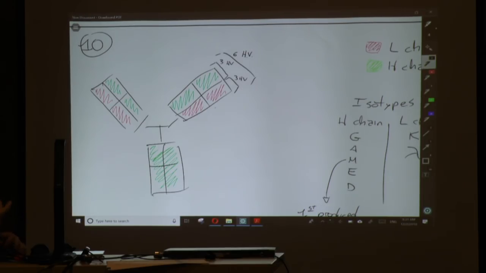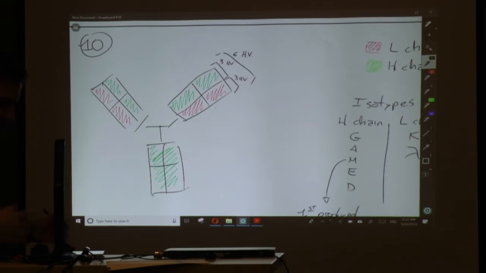So then let's go into the dimeric and pentameric. What about a secreted IgA? How many hypervariable regions will it have? Because IgA is a dimer, it's going to have 2 of these, right? So 12 times 2, 24, right? And what about IgM? Secreted IgM has 5 of these. 12 times 5, 60. Cool.